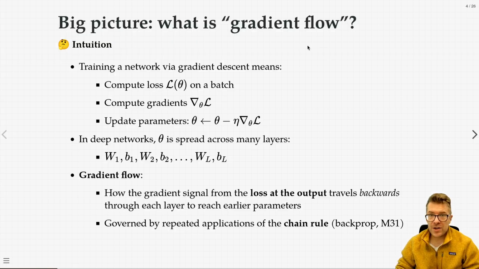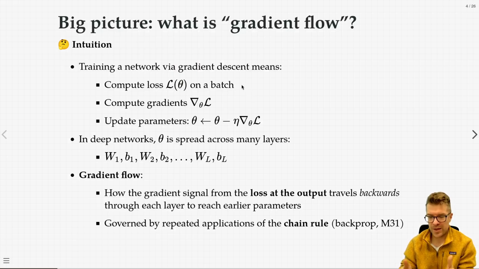So here's our big picture. What is gradient flow? We've already talked about this in a previous module, but let's make sure we understand it. When we train a network, and again, the implication is neural networks, but it doesn't have to be, via gradient descent, this means that we compute a loss, fancy L, on a batch of data. So the loss function is going to be a function of our parameters theta. We're back to using theta for our parameters.